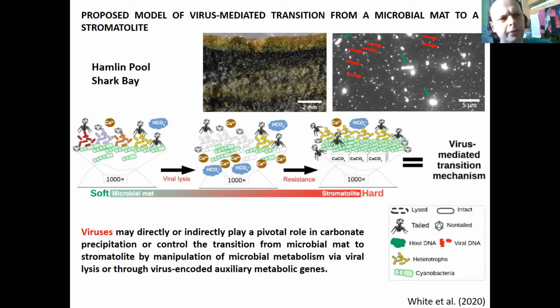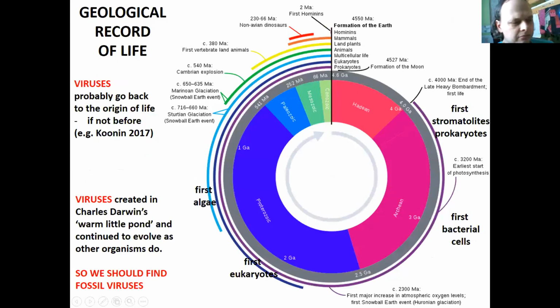And recently, a similar approach has been suggested, not experimental, but taken from the Hamelin Pool stromatolites, very well known in Shark Bay in Australia, where these authors proposed a model which gives an idea about the precipitation of this microbial mat, which later becomes stromatolite itself, likely mediated by viruses. Simply, they are involved in the transition from a microbial mat to a stromatolite. So why not? I think we confirmed it experimentally.